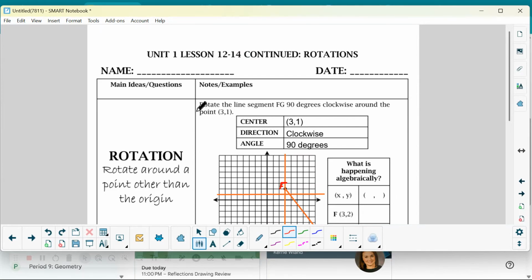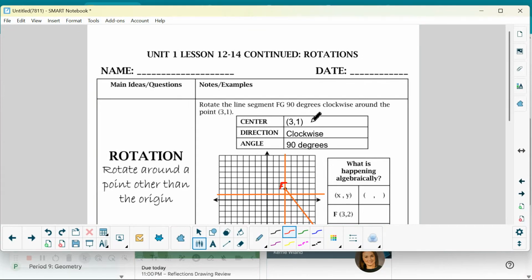So on the next page, we are talking about rotating around another point besides the origin. This one, we have the same line segment, FG, but this time we're going 90 degrees clockwise around the point 3, 1.